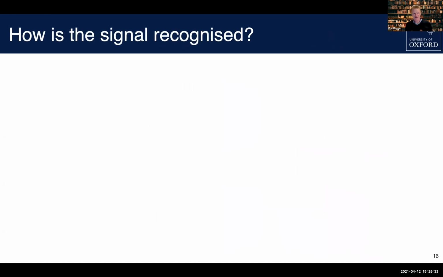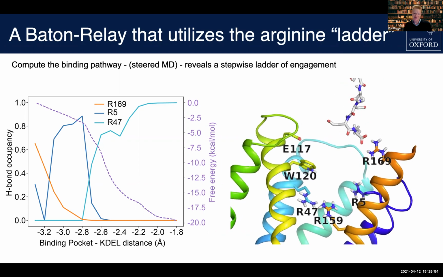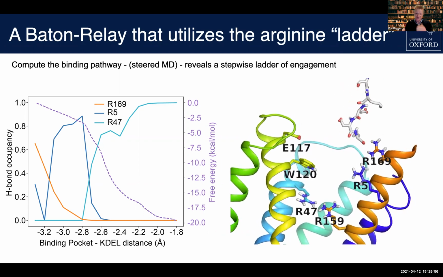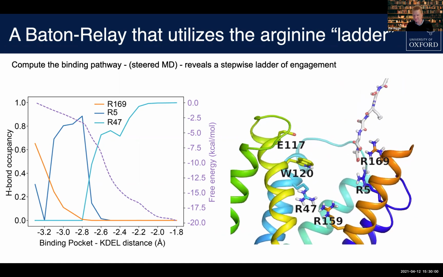I'm going to switch gears a little bit, and now talk about how we think the signal is actually recognized. This is a little bit interesting. What we did first was a series of steered MD. I'm sure many of you in the audience are familiar with this process. We actually did this backwards, so an unbinding event, but I'm showing you in reverse, just so you get an idea of how it might actually bind.